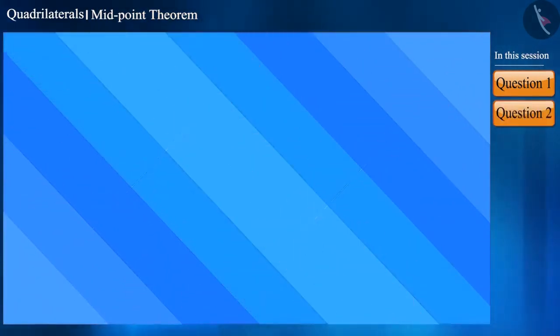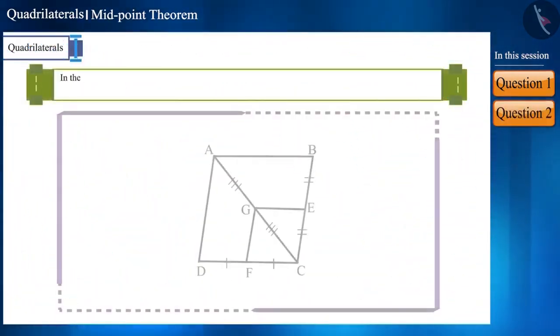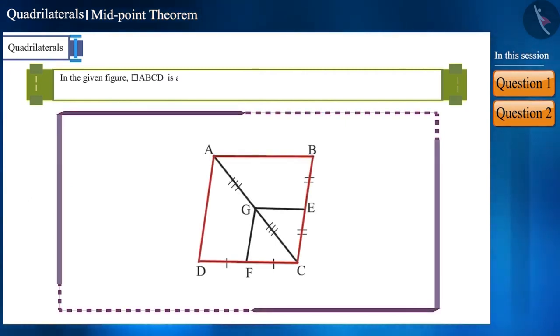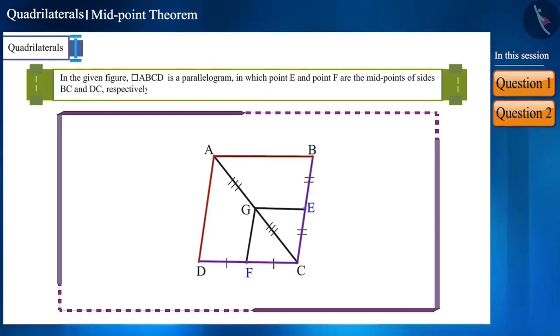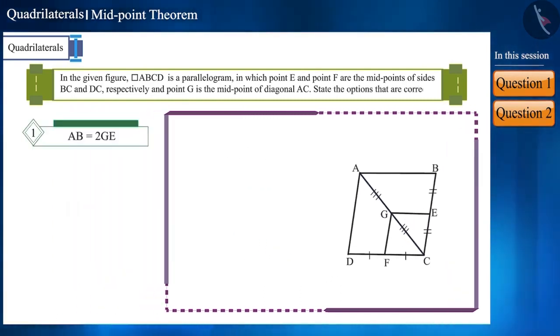Let's look at one more question. In the given figure, quadrilateral ABCD is a parallelogram, in which point E and point F are the midpoints of sides BC and DC respectively, and point G is the midpoint of diagonal AC. Based on the given information, state the options that are correct.